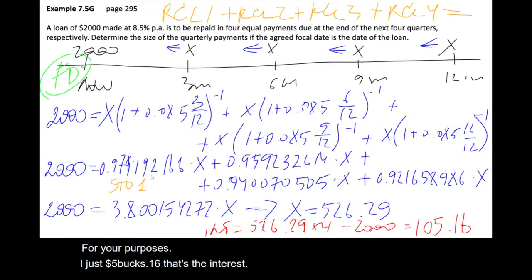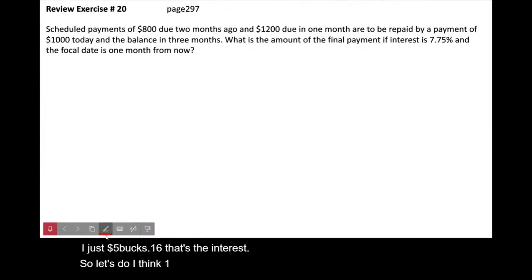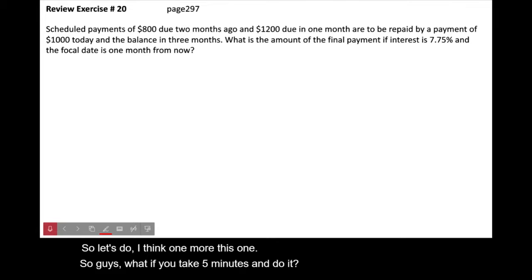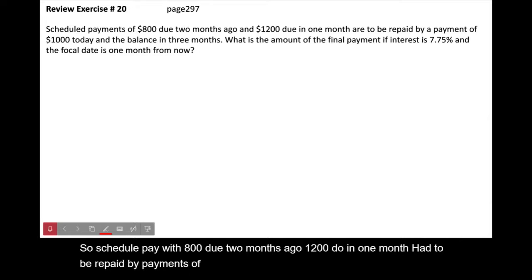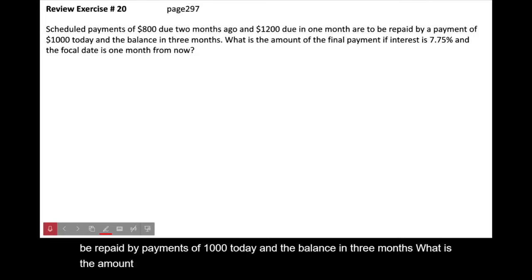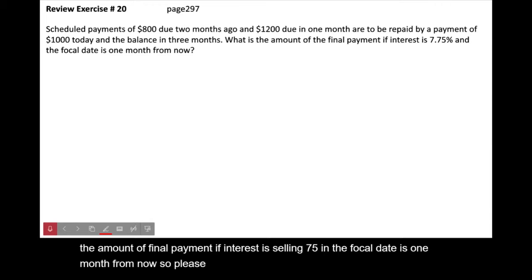Okay, so let's do, I think, one more. This one. So guys, what if you take 5 minutes and do it? So: scheduled payments of 800 due 2 months ago and 1200 due in 1 month are to be repaid by a payment of 1000 today and the balance in 3 months. What is the amount of the final payment if interest is 7.75% and the focal date is 1 month from now? So please take 5 minutes and do it.